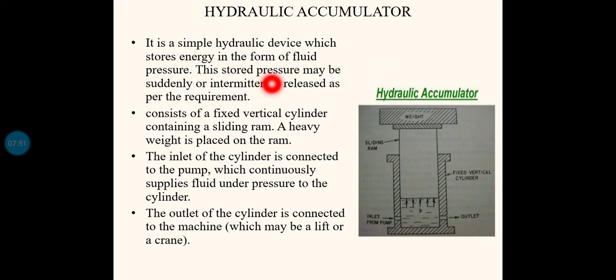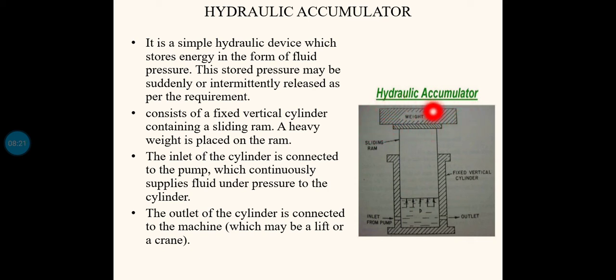So it is a simple hydraulic device which stores energy in the form of fluid pressure. This stored pressure may be suddenly or intermittently released as per the requirement. It consists of a fixed vertical cylinder containing a sliding ram. A heavy weight is placed on the ram. This is the construction of the hydraulic accumulator. You can see a sliding ram in this one, and above the ram you will be having a high weight kept there.